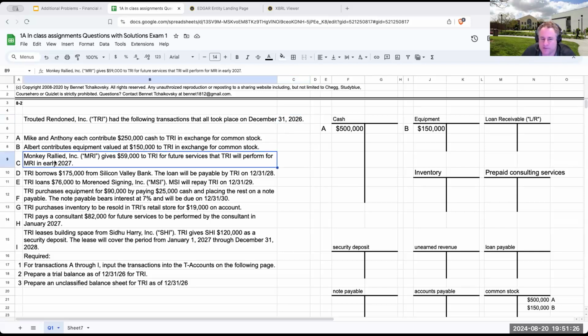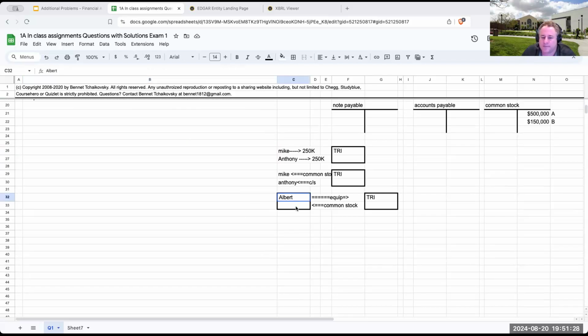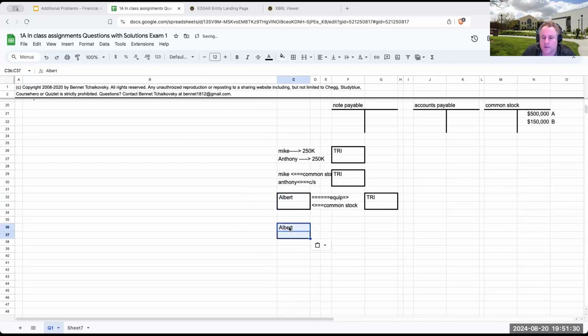So let's think about this. MRI is giving us cash. Okay, so to Trout Rendon Inc., they are giving us cash.